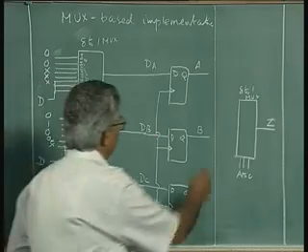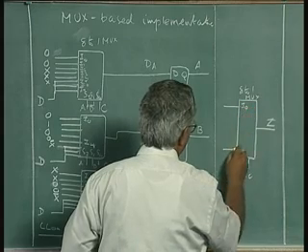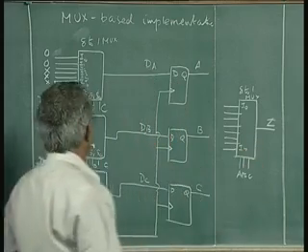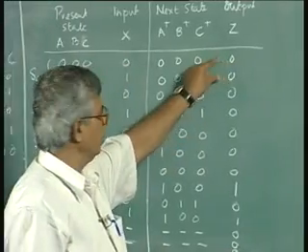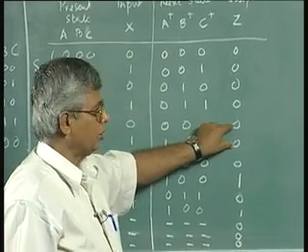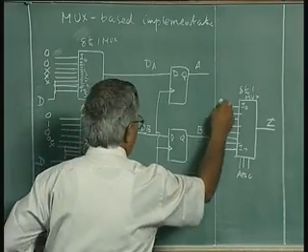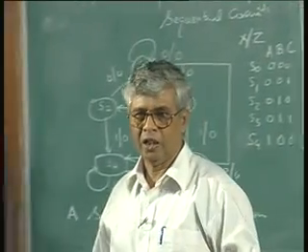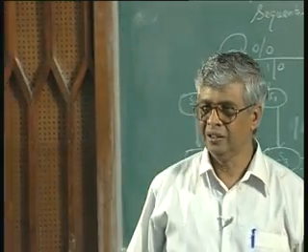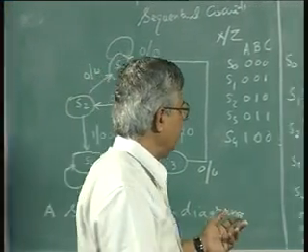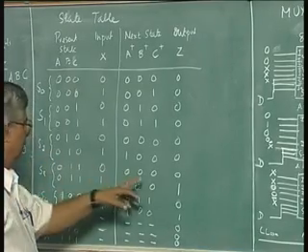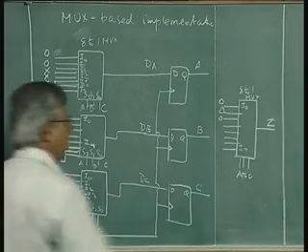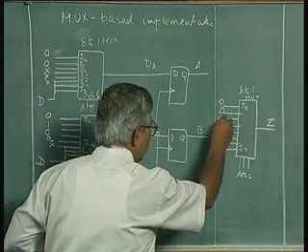So, there will be I0 to I7, 2, 3, 4, 5, 7. 0 for this state, 0 for this state, 0 for this state. First 3 outputs are 0 anyway. For the first 3 states, whether or not x is 0 or 1, the output is 0. Fourth state, that means S3 state, if the input is 0, the output is 0, if the input is 1, the output is 1. So, I need to put a what? X.